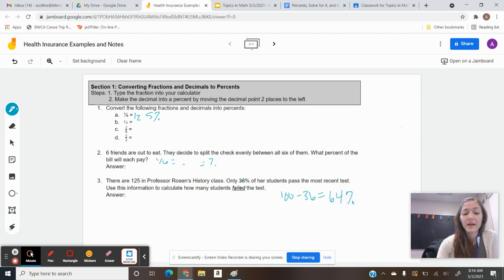We're going to go ahead and apply this percentage to the number of students in Professor Rosin's class. In order to do that, you're going to convert that percent into a decimal and then multiply it by 125 to get your answer. If you guys have any questions about those ones, go ahead and let me know.